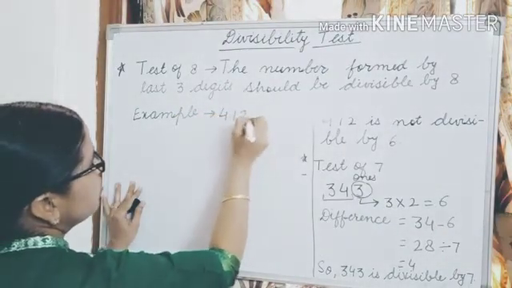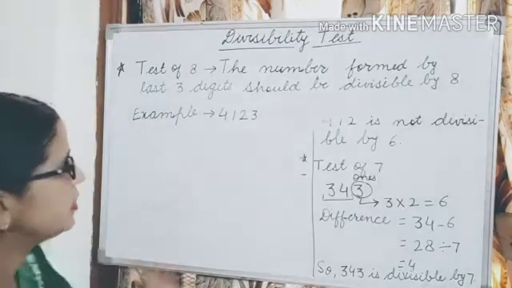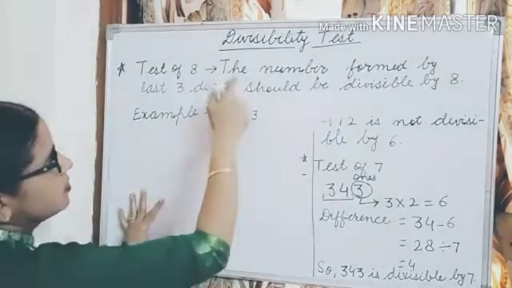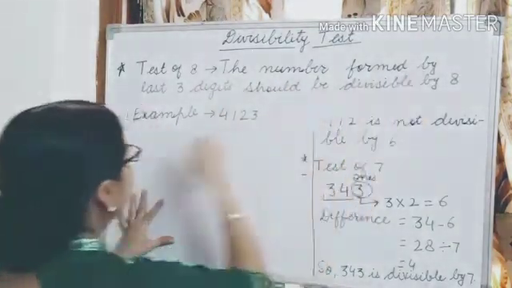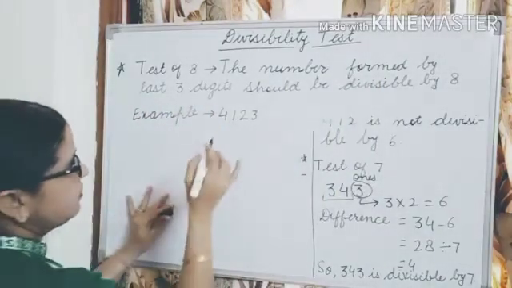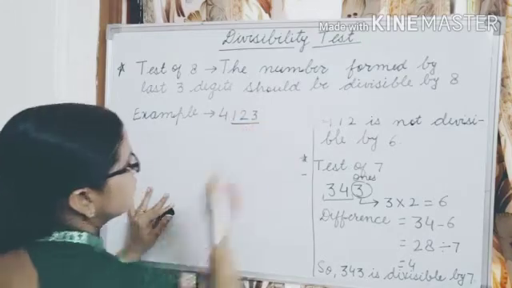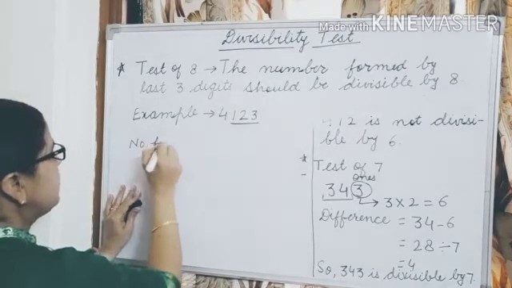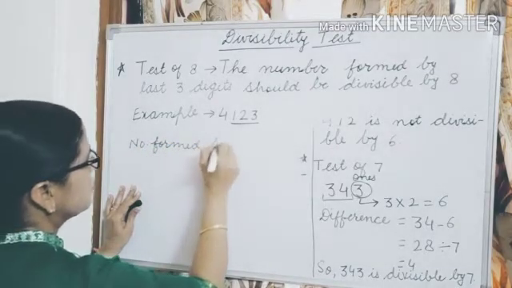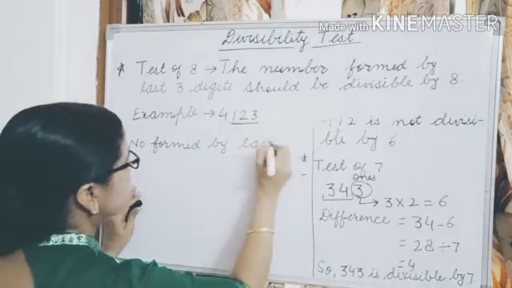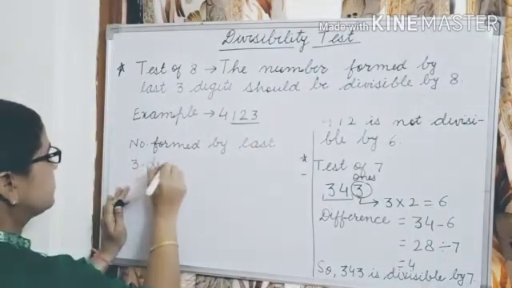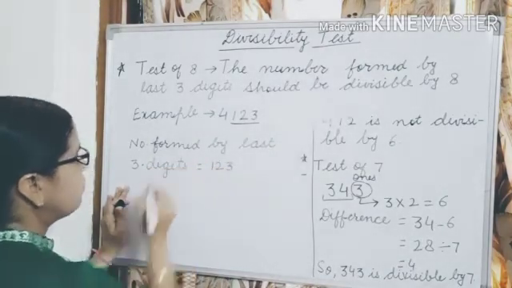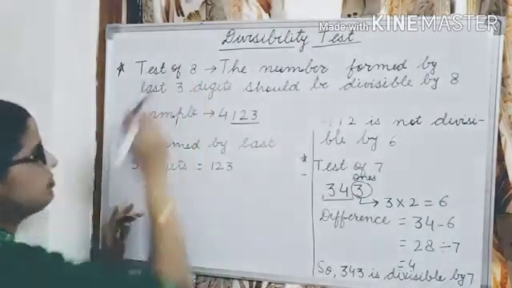4 1 2 3. Now what will you see? The number formed by the last 3 digits. What is the number formed by the last 3 digits? 123. Now you will check whether this 123 is divisible by 8 or not.